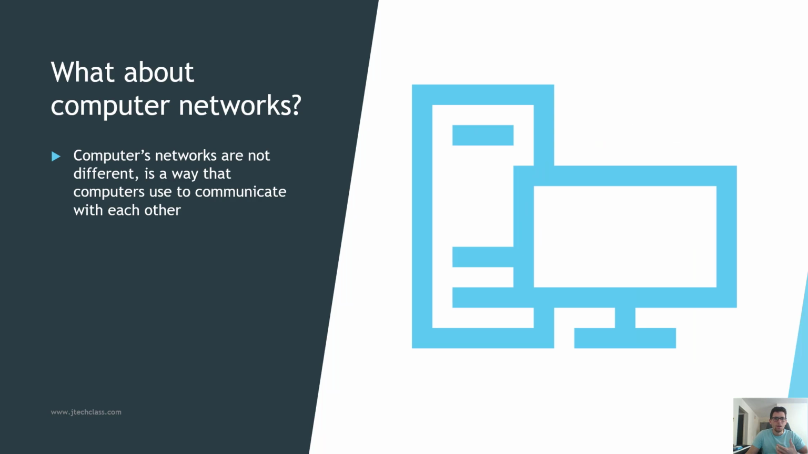So what about computer networks? Well, computer networks are not different than this. Computer networks are just another way for computers to communicate with each other. If you look at it in a simple way, a network of computers is like attending the conference example that we put before. But instead of humans exchanging ideas and so forth, it's just computers that share resources between them, like PDFs or emails or things like that.